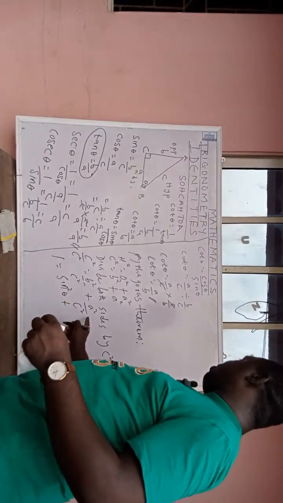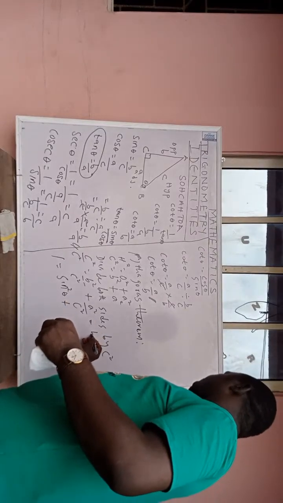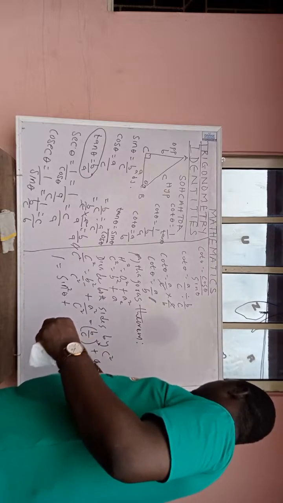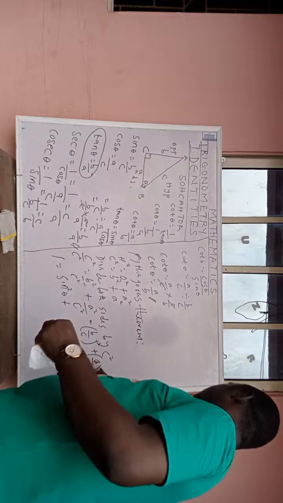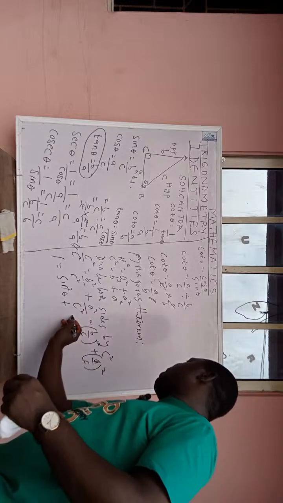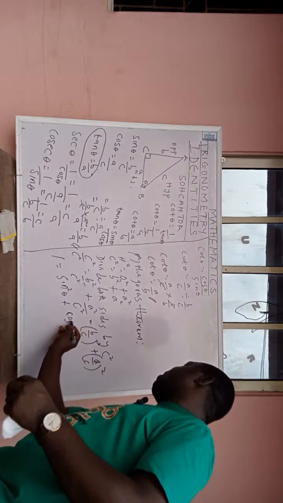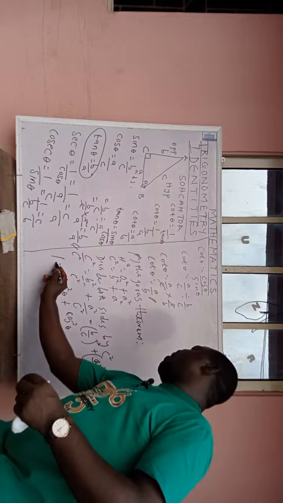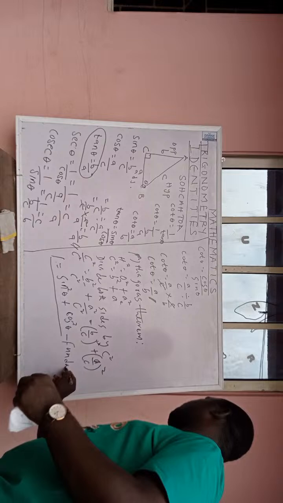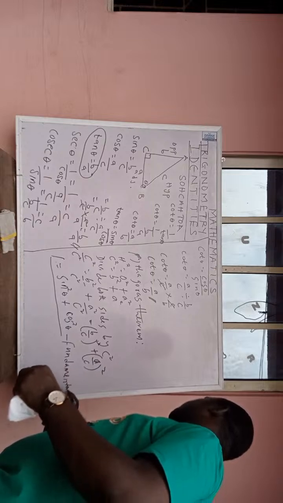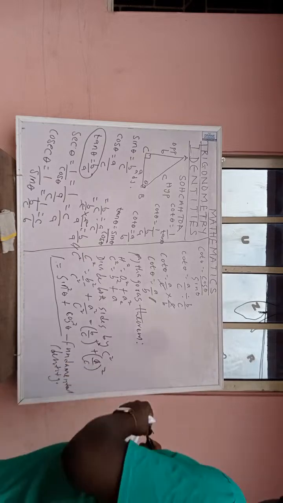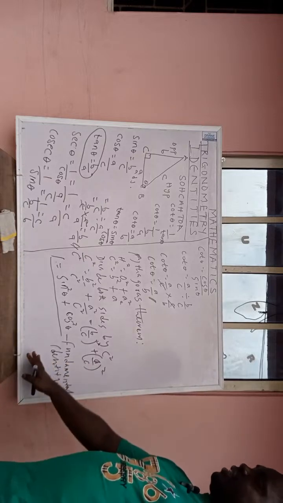And then come here. Please do take note that A over C, this and this imply the same thing. So A over C is what? Cos. So you have this. This is called the fundamental identity.